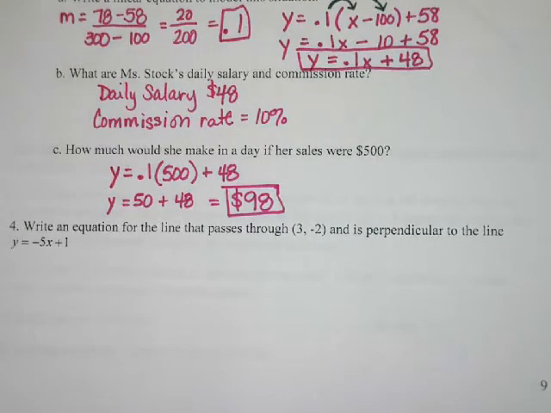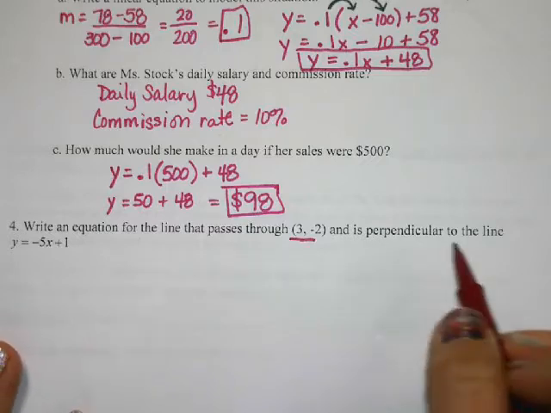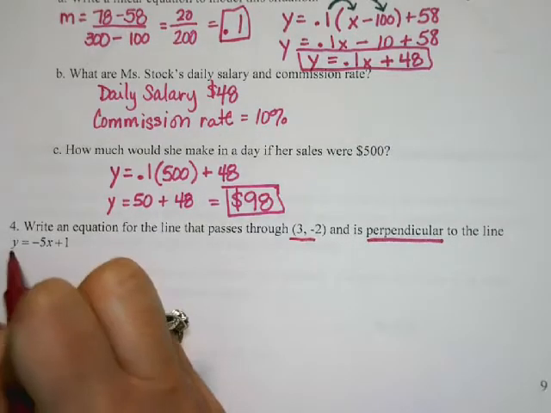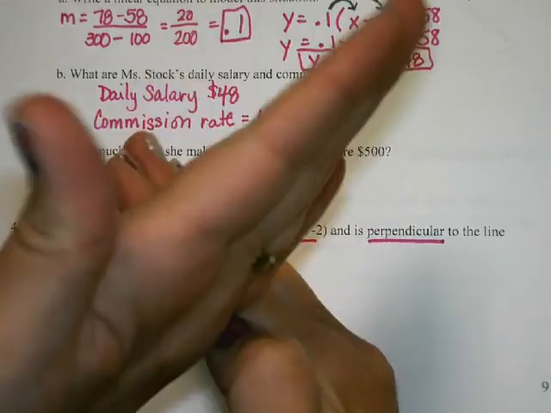It says write an equation for the line that passes through (3, -2) and is perpendicular to the line y equals -5x plus 1. We've got to talk about that perpendicular. What do you remember? Think back to geometry. What kind of slopes do perpendicular lines have? Opposite. One's positive and one's negative, right? So one's going to have a positive slope and one's going to have a negative slope.